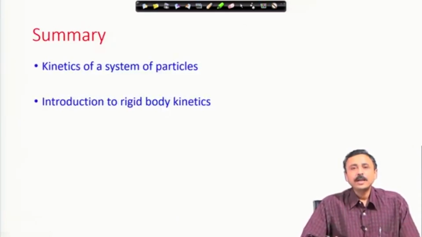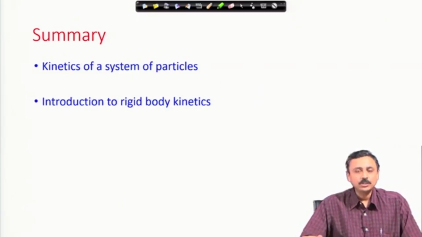Now, we summarize what we have discussed. We started with the kinetics of a system of particles, and we looked at three special points: a point fixed in inertial space for the angular momentum equation, the center of mass, and a general point P. We wrote down the angular momentum equation for these three points, and we found out under what conditions we get a simplified equation of motion for the angular momentum.